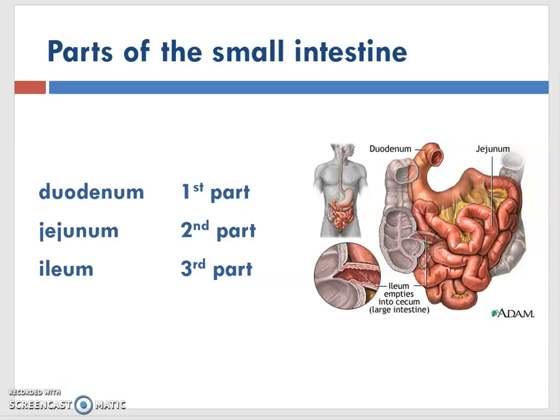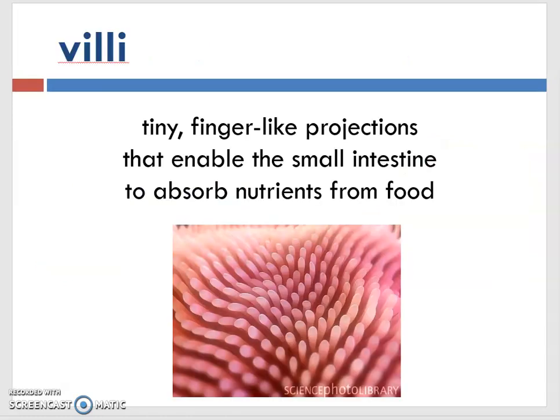Jejunum is the second part. That's the biggest part of the small intestine. And the ileum is a shorter part at the end of the small intestine that connects to the cecum and then to the large intestine. So what's going on in the small intestine is this chyme that's been created in the stomach is now being passed through via peristaltic contractions, and the nutrition is being absorbed, along with water and other things.